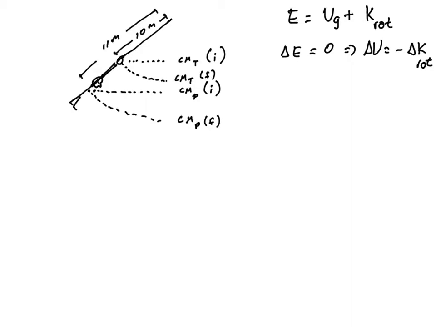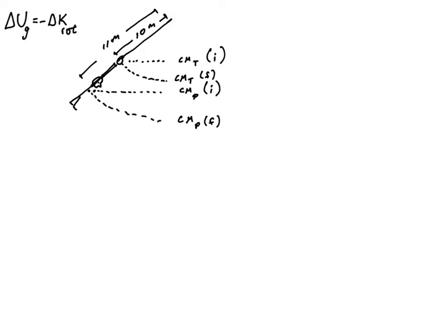And we can figure out the drop in height for the center of mass of the trapeze and the person by using the fact that the center of mass of the trapeze is 10 meters away from the pivot, from the center of rotation, and the center of mass of the person is 11 meters from the axis of rotation. So we're going to use that to calculate the change in the potential energy of the trapeze.